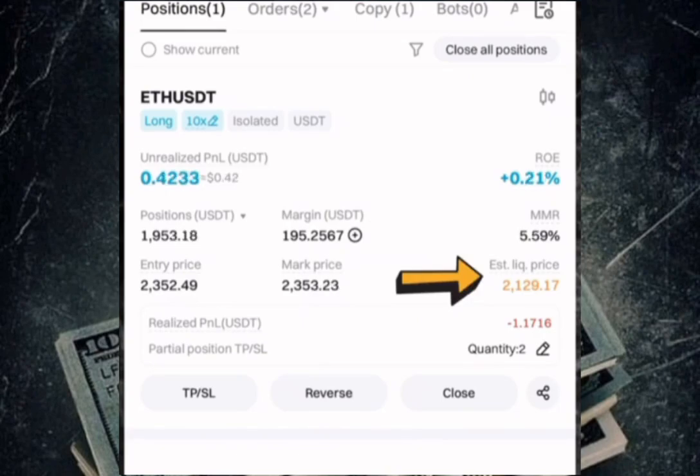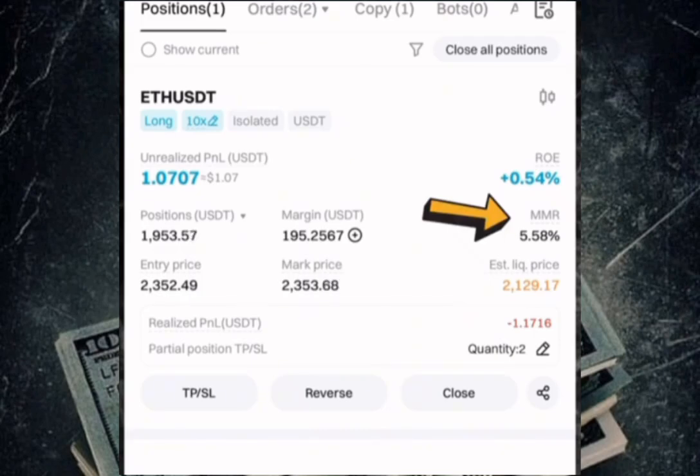And then you have estimated liquidation price. That means the price at which you will be liquidated. Don't forget, I already explained liquidation price. We are longing this trade right now, but if the price of ETH goes down against us to 2,129, we will lose all our money. But I won't be losing my money because I already have a stop loss in place. For the stop loss, I will only be losing $20.